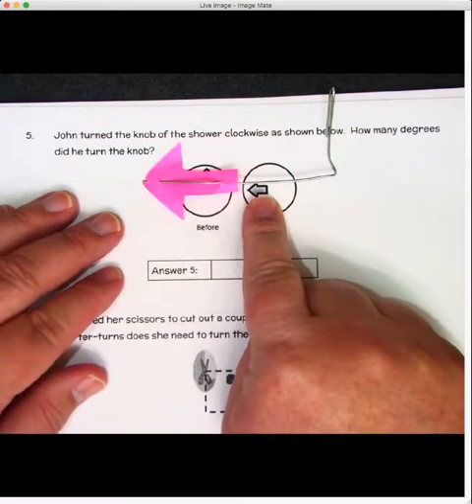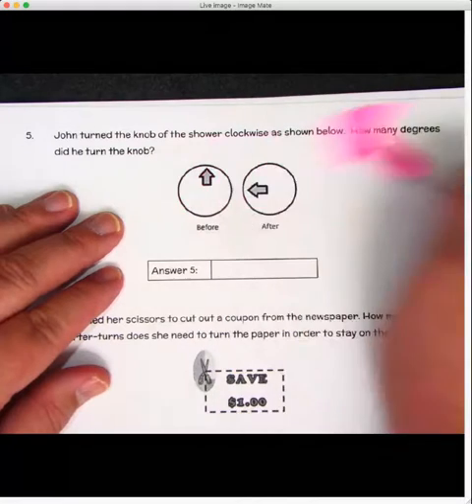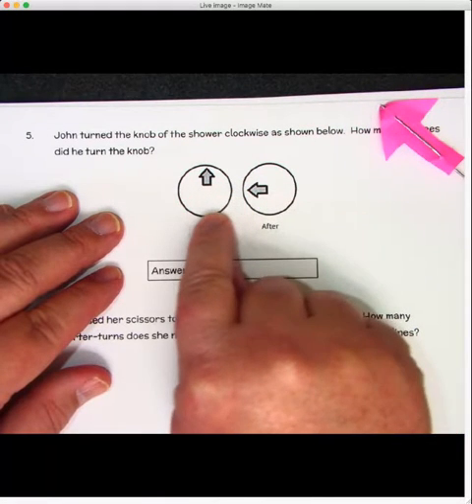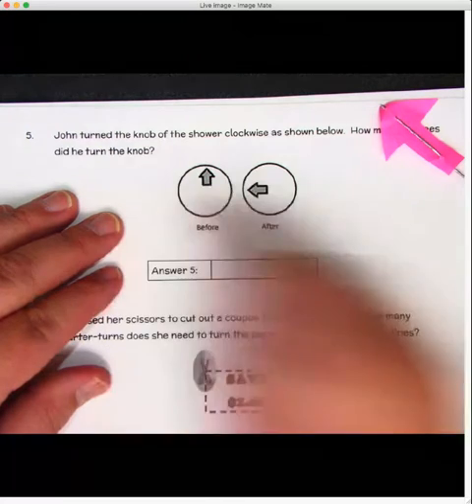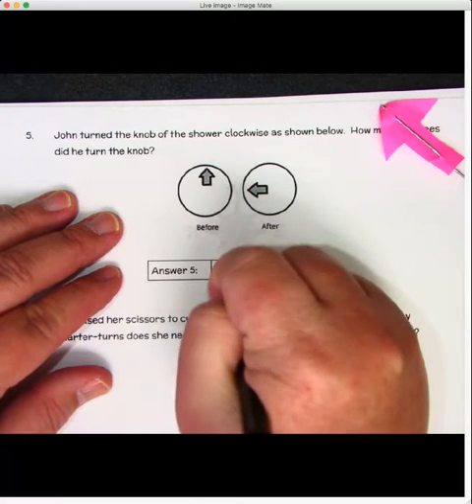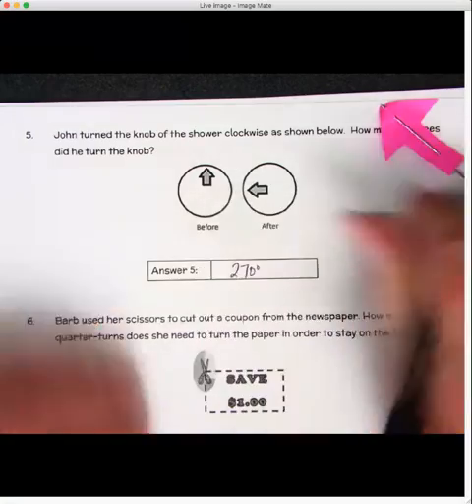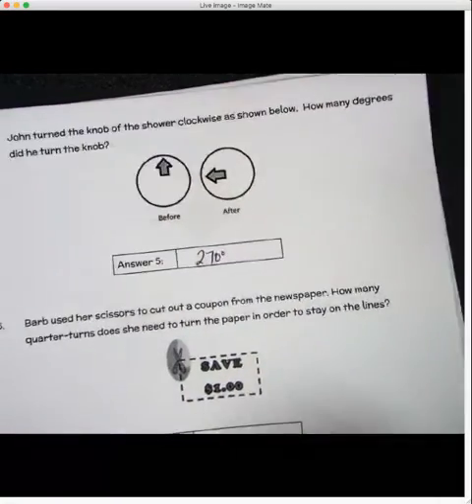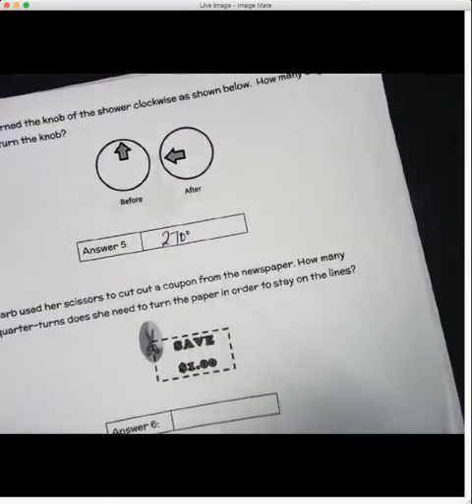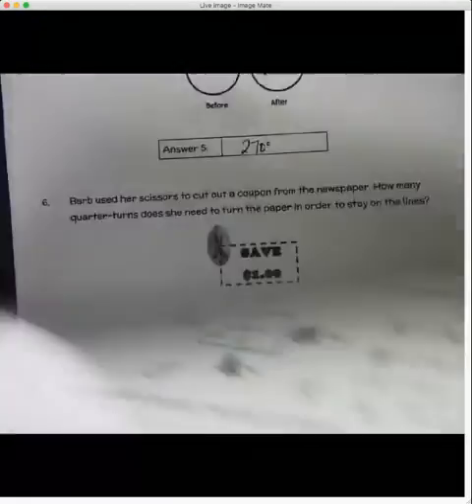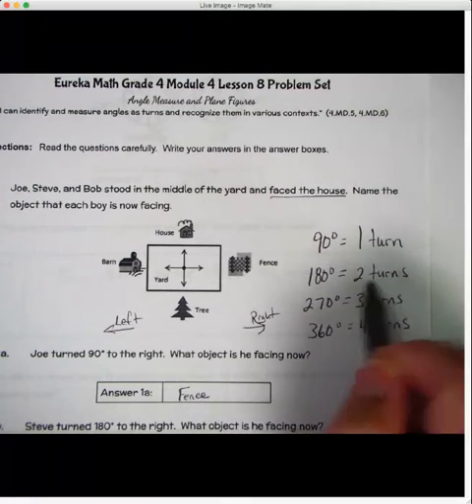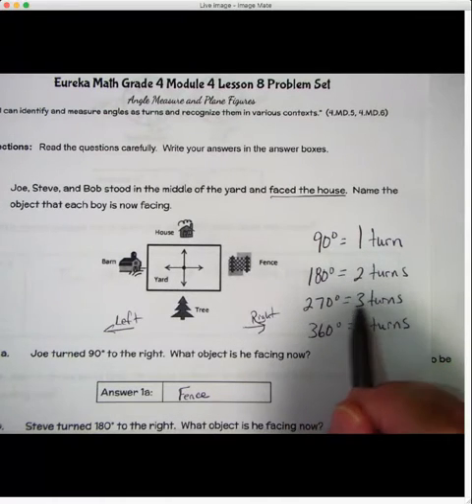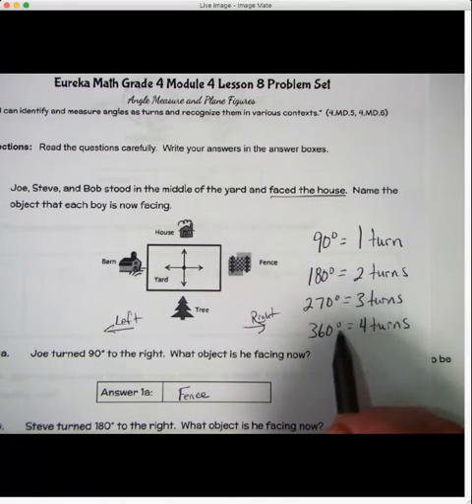So how many degrees? We add 90 each time. So 1 time is 90. 2 times is 180. And 3 times, how many degrees? 270 degrees. Remember what we learned on our first page. I'll go back to that. You might want to jot that down for today's assignment. 1 turn is 90 degrees. 2 turns is 180. 3 turns is 270, and 4 turns.